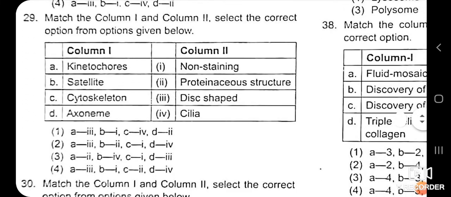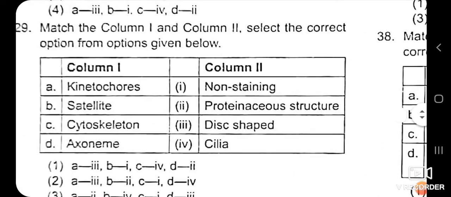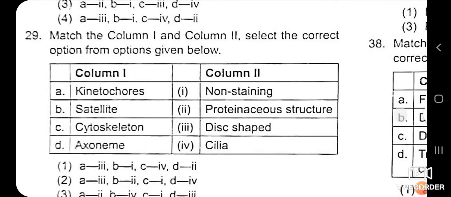Again the 29th question will be there, and that is to match column 1 and column 2. Select the correct option from the options given below. Column 1 has kinetochore, satellite, cytoskeleton and axoneme. Column 2 has non-staining, proteinaceous structure, disc shape and the cilia.